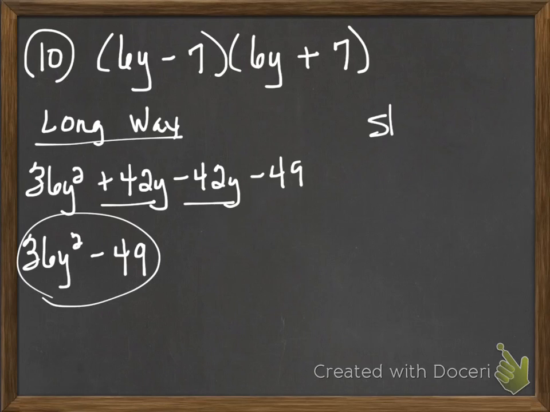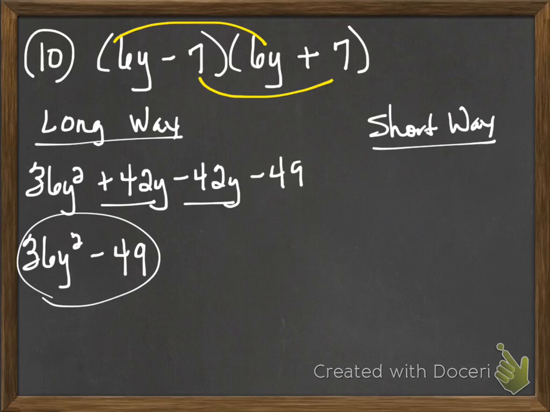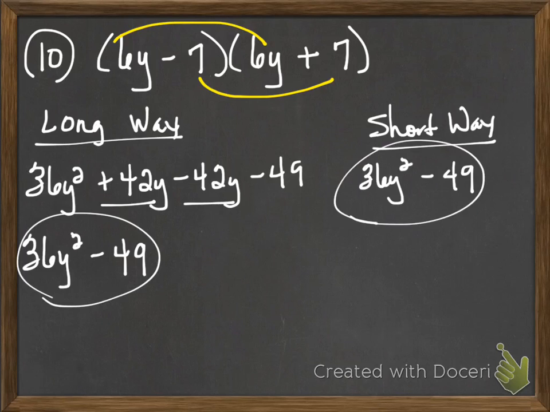Or you can do it the shortcut way. And when you realize your binomials are exactly the same except for their signs, you can multiply the first two terms and the last two terms. 6y times 6y is 36y squared. Negative 7 times positive 7 is negative 49.